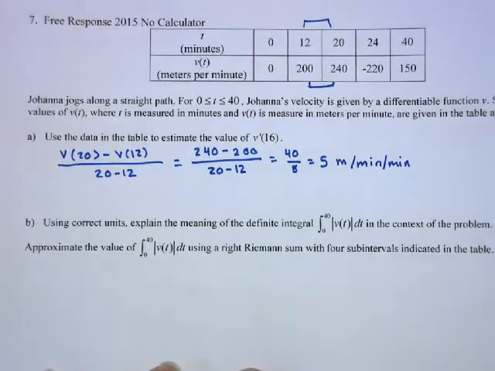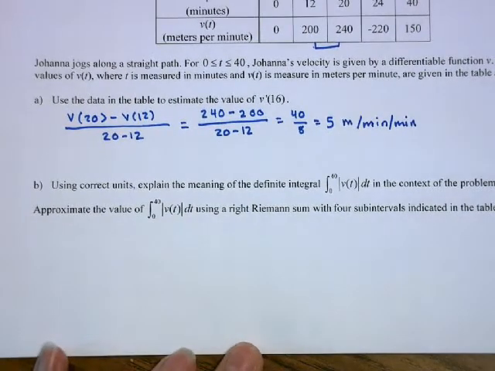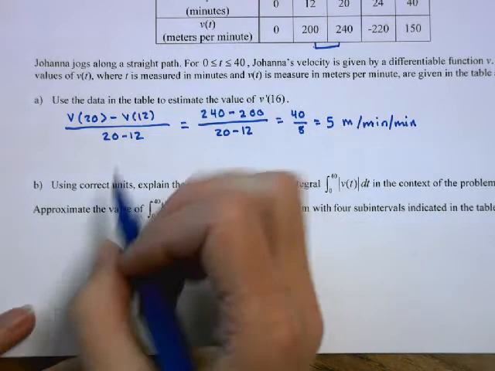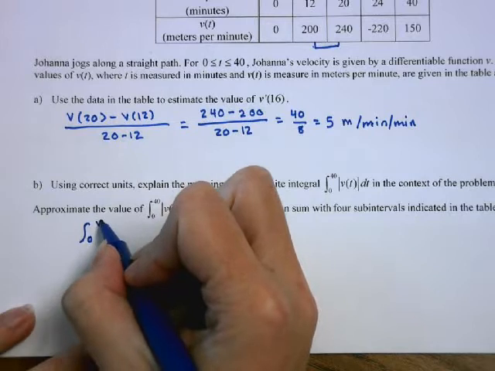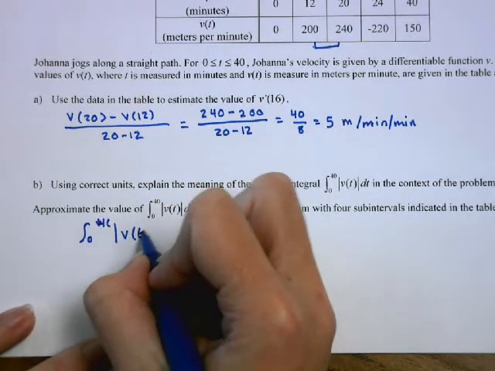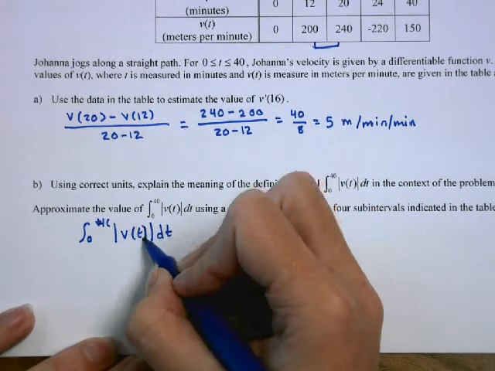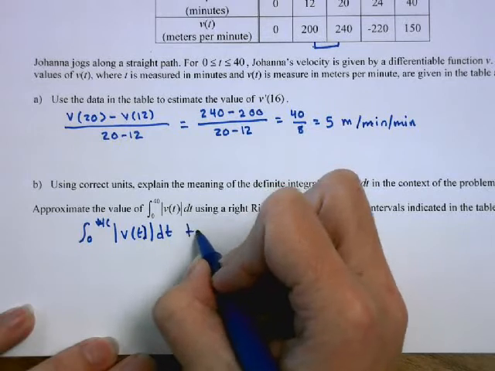Okay, then in part B it says, using correct units, explain the meaning of the definite integral 0 to 40 in the context of the problem. Approximate the value using a right Riemann sum. So from 0 to 40 of the absolute value of the velocity is going to be the total distance traveled.